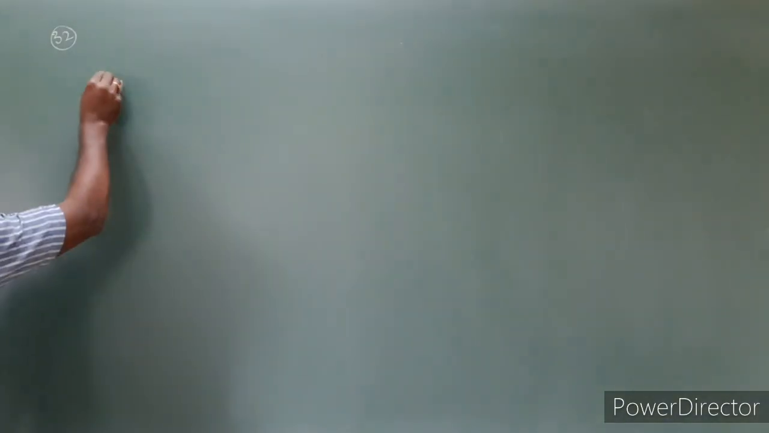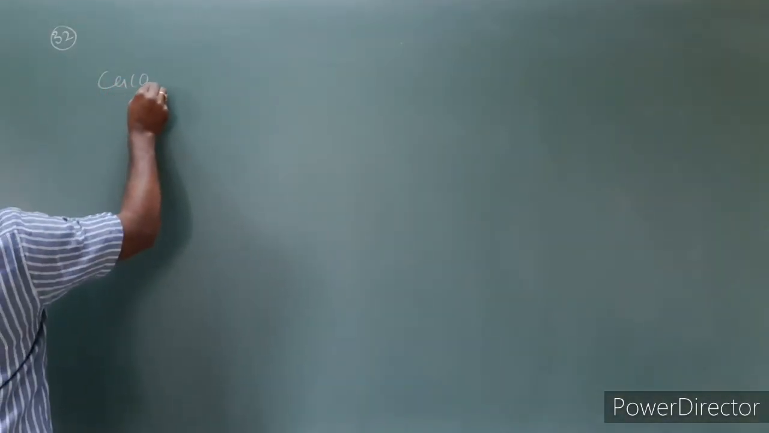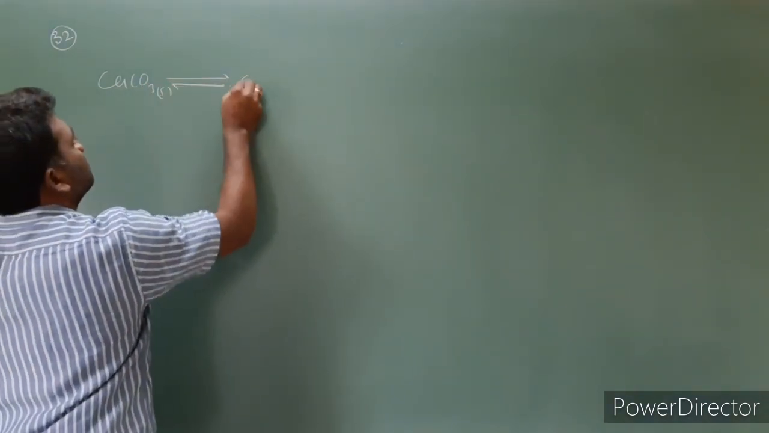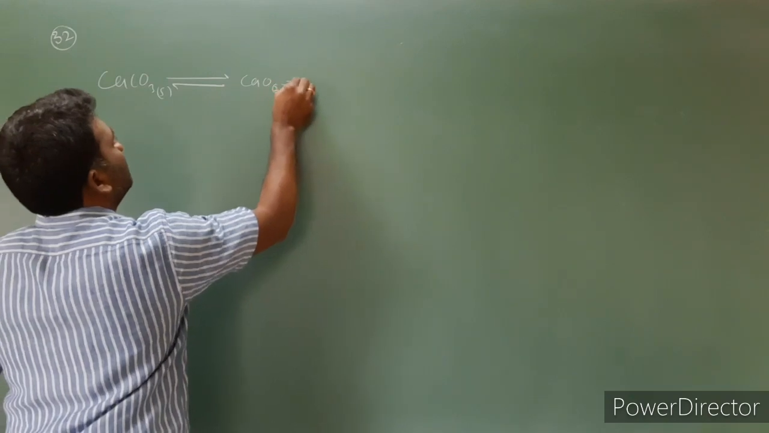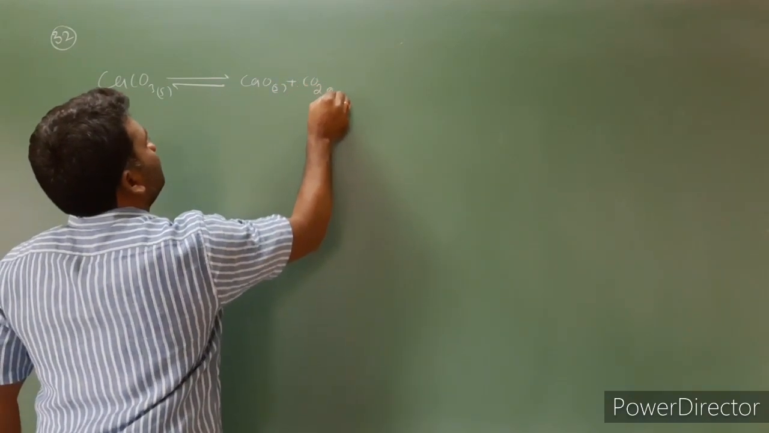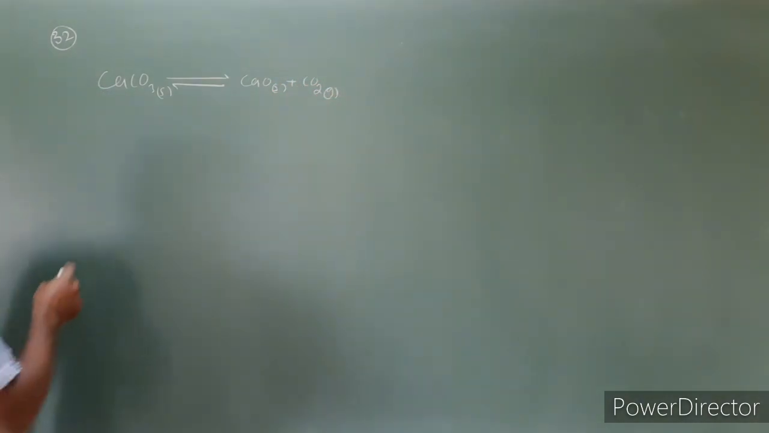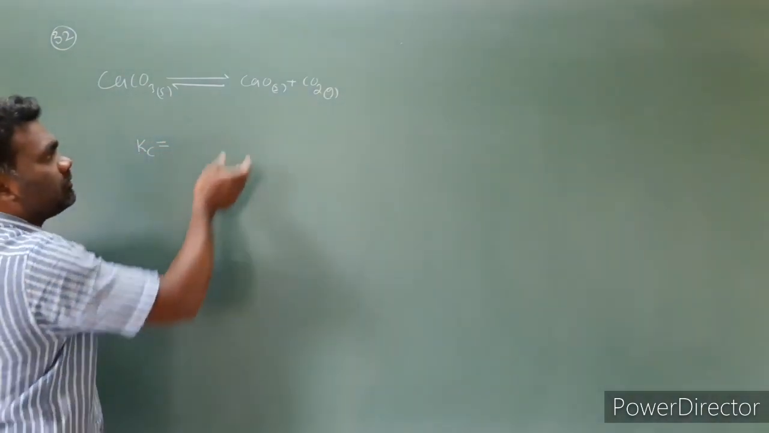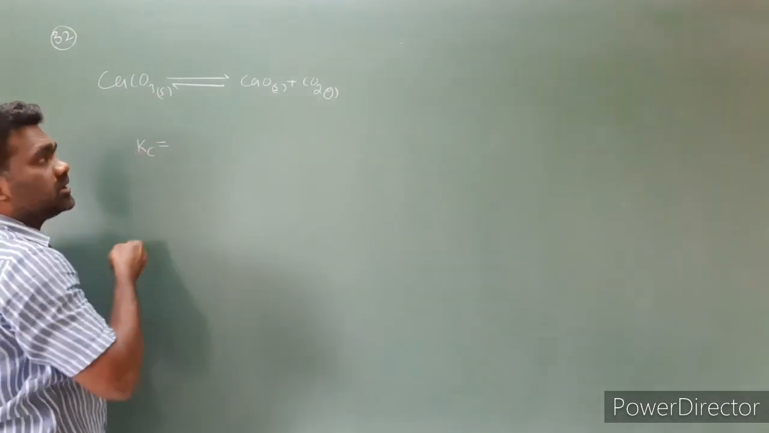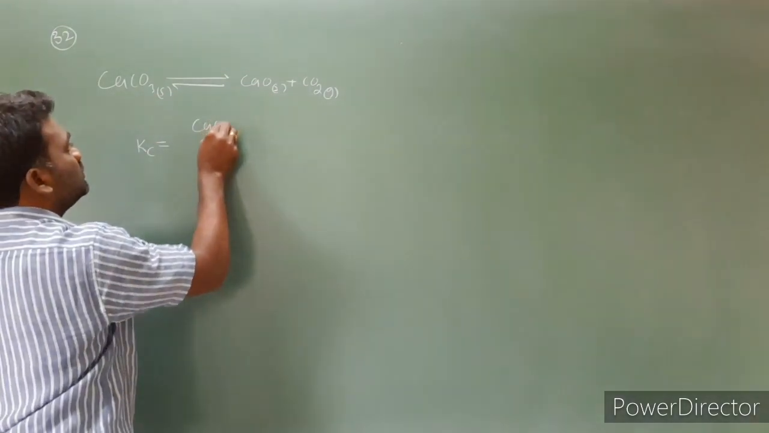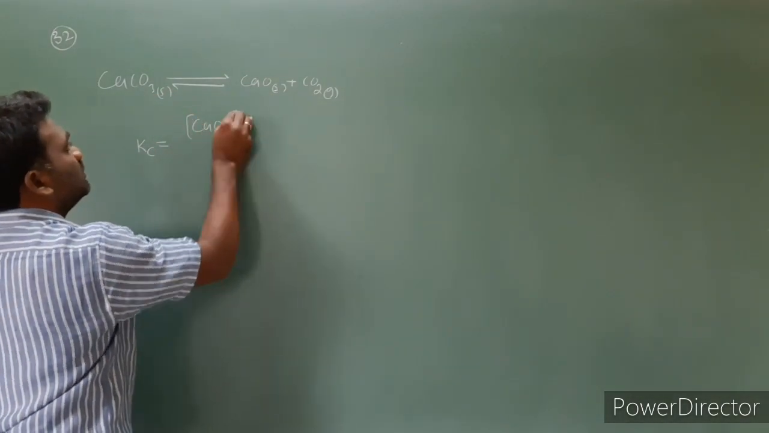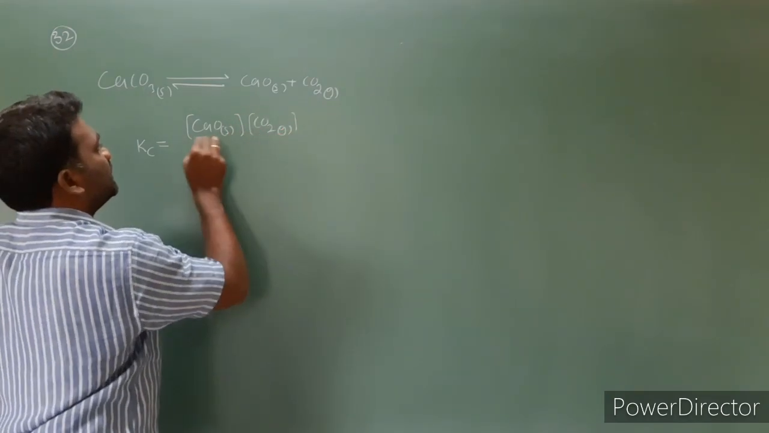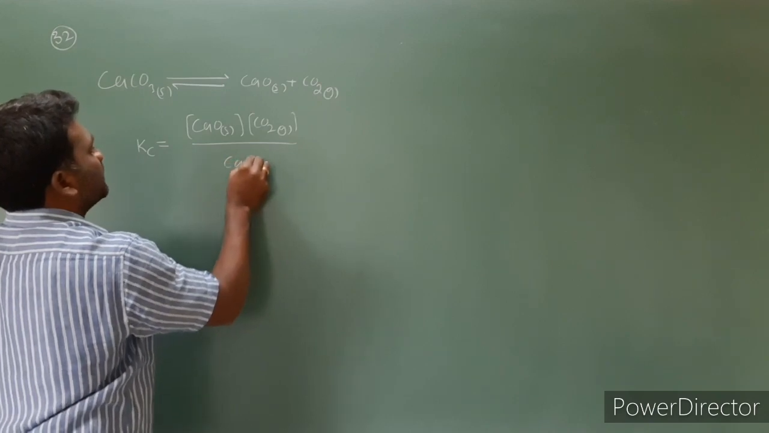So first, let us write the equation. CaCO3 solid gives rise to CaO solid plus CO2 gas. For this reaction we have to write the equilibrium constant. So Kc is equal to the product of concentrations of the products divided by the concentration of the reactant: CaO solid and CO2 gas concentrations by CaCO3 concentration.